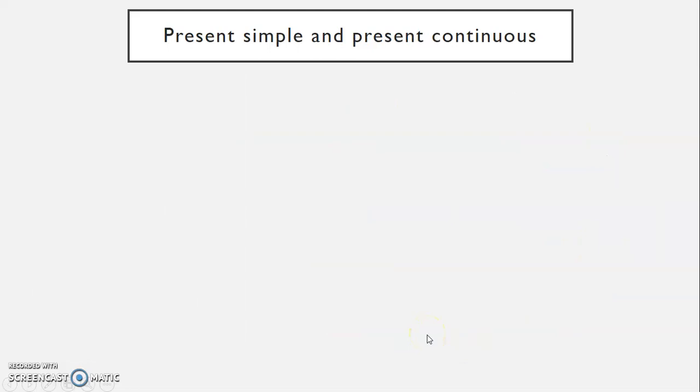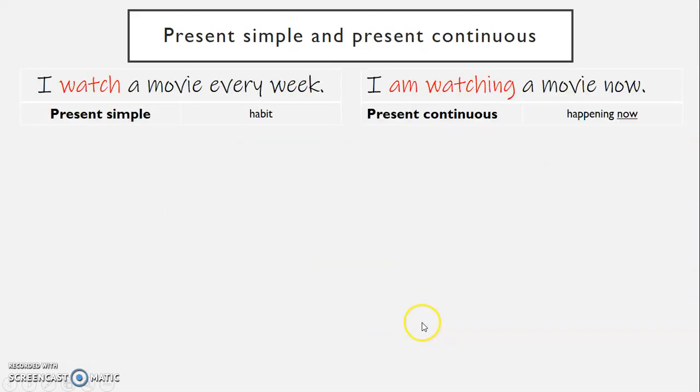Now, present simple and present continuous. Two important tenses that you need to know the difference. I watch a movie every week. I am watching a movie now. What's the difference here? Well, the difference is that this one, present simple, is every week. It's a habit, something you do every week. But now you're not watching, whereas this one is happening now. I am watching a movie now.